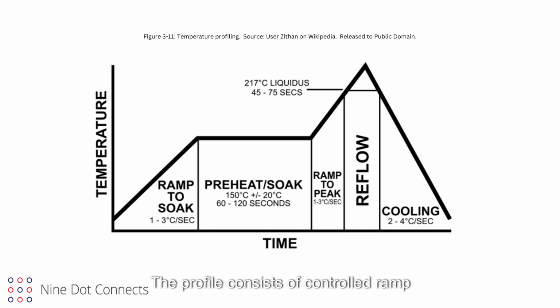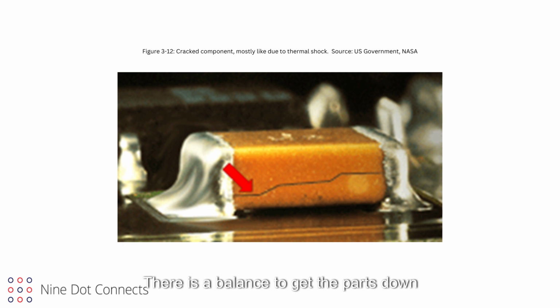The profile consists of controlled ramp rates and soaking periods. This reduces the threat of thermal shock, while allowing time for all components to be evenly preheated before the temperature rises to the melting point of the solder. After reflow is complete, a cool-down ramp is required. There is a balance to get the parts down to a non-degrading temperature as soon as possible while reducing the potential for thermal shock, which will oftentimes lead to cracked components.